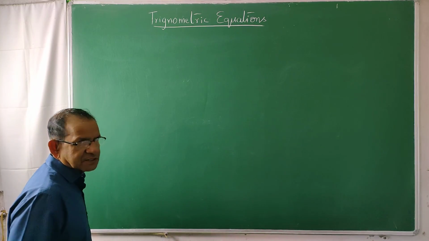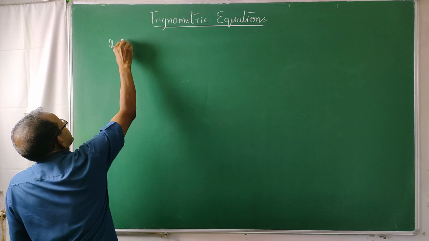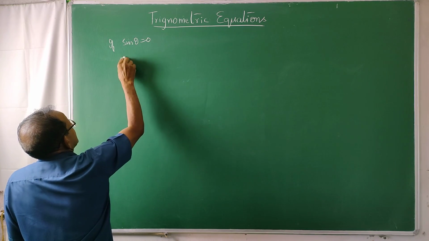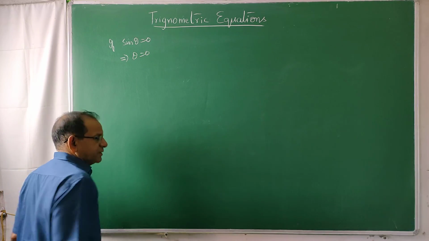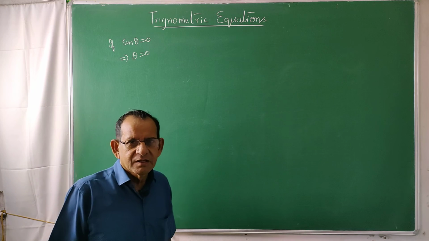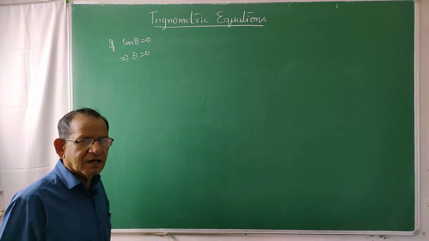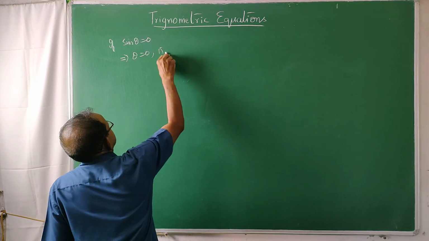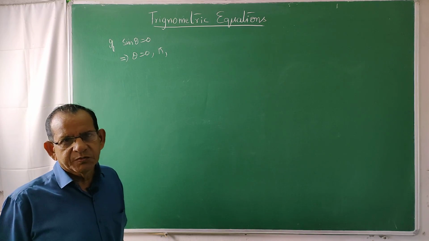Now let us take the first case: sin theta is equal to 0. If sin theta is equal to 0, we know that the first value is theta is equal to 0. 0 degrees or 0 radians, both are same. And if you put theta is equal to 180 degrees, then also you will get 0. Sin 180 is also 0. That is pi. 180 degrees is equal to pi radians.